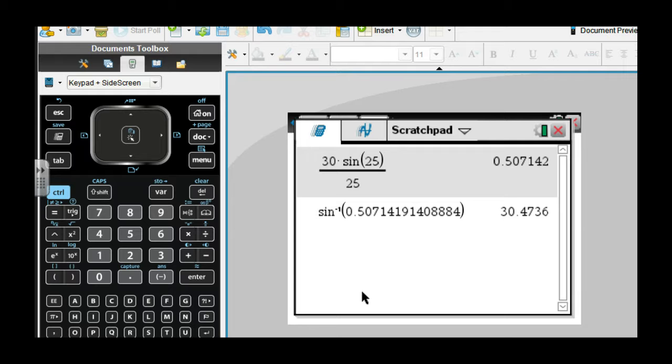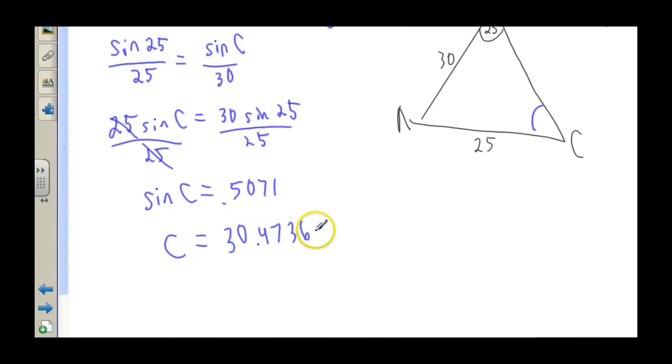And what the 0.507 told us is that when we do inverse sine, it's going to have a value there. It's not going to give us an error. So right away, now we know that this has at least one triangle to it. It's not a no triangle problem. If this number was bigger than 1, then it is no solution or no triangle.